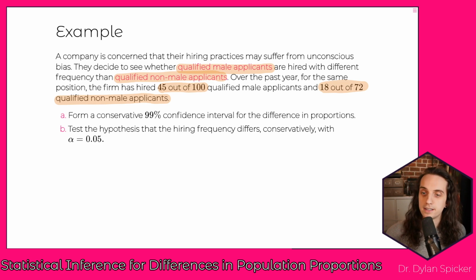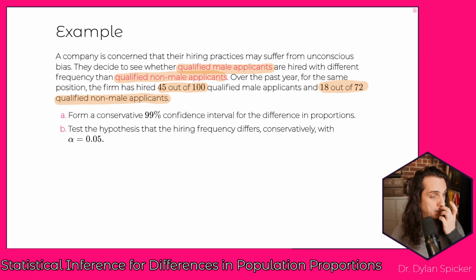And so what we've done here is we've specified that we're looking at the same position from the same firm, over the same period of time, right? Everyone in the sample meets the qualifications, and then we're just seeing at what rate were those individuals actually hired by the firm. We find that the males were hired with 45 out of 100 proportion, the non-males 18 out of 72.